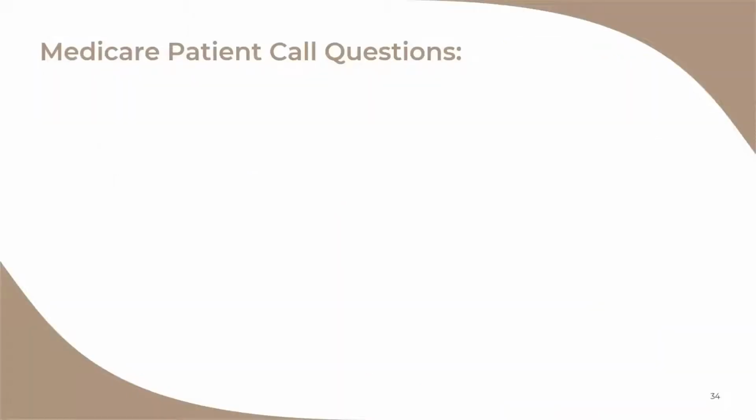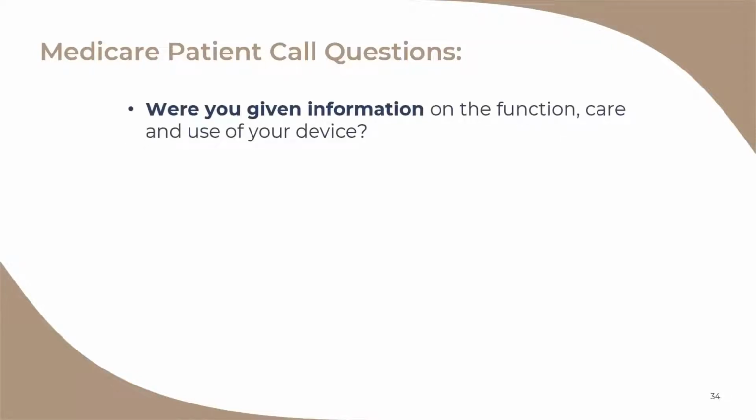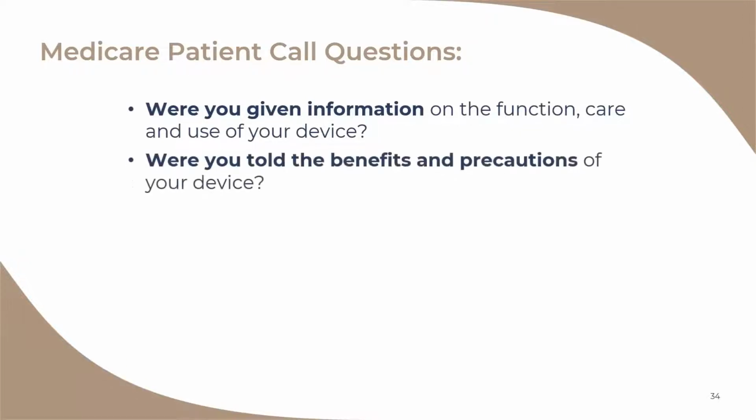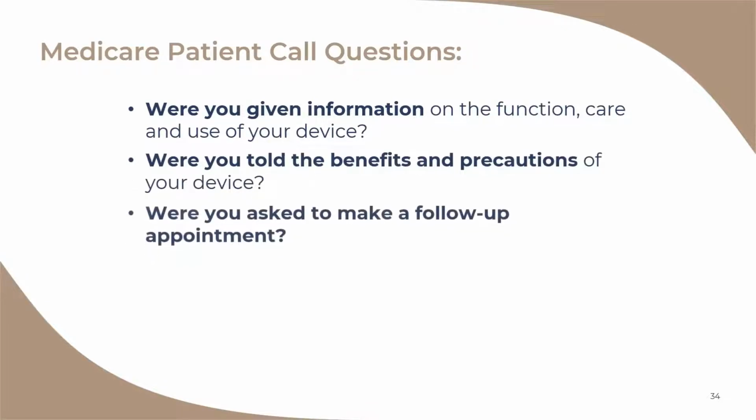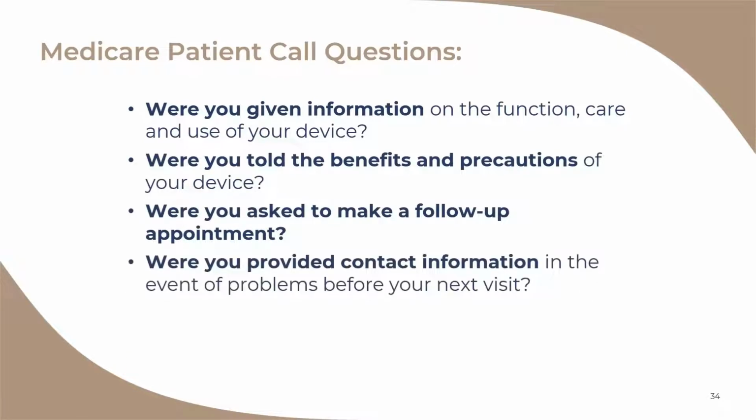As I mentioned, those questions for the Medicare random phone calls, here are some of those basic questions. Were you given information on the function and care and use of the device? Were you told of the benefits and precautions of your device? Were you asked to make a follow-up appointment? Were you provided contact information?